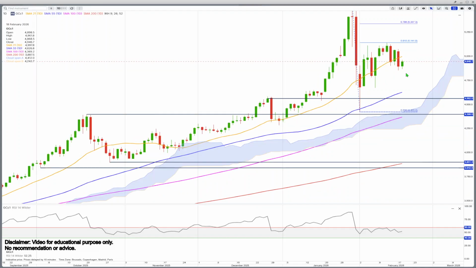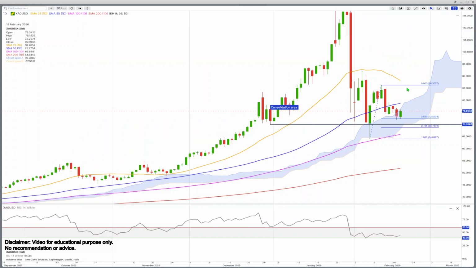If we're looking at the future, we can also see here how it's been rejected at the 61.8 retracement, and then it has set back. The silver spot is bouncing here overnight from the 61.8 retracement of this bounce there, so now bouncing again.